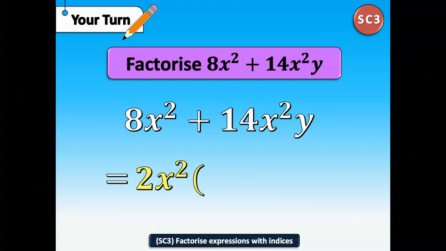Then what do I times 2x squared by to make 8x squared? Well, I times it by 4. And what do I times 2x squared by to make 14x squared y? Well, I times it by 7y. So that's my answer.